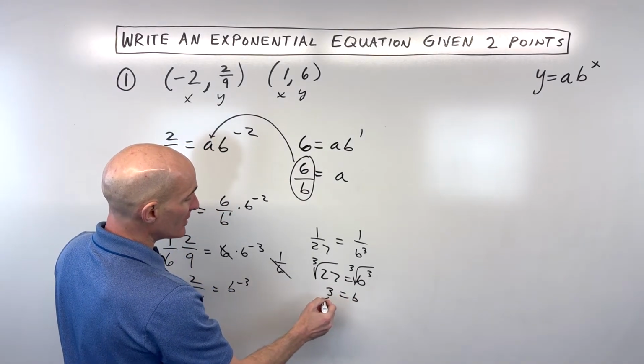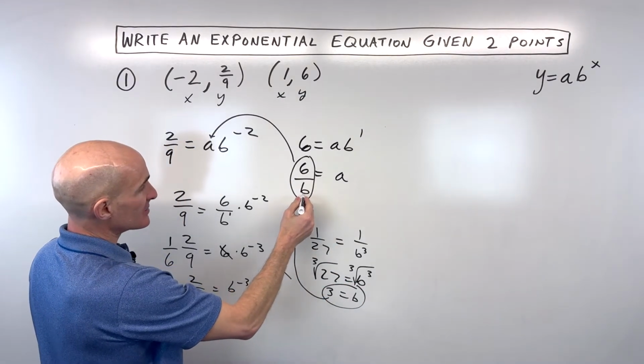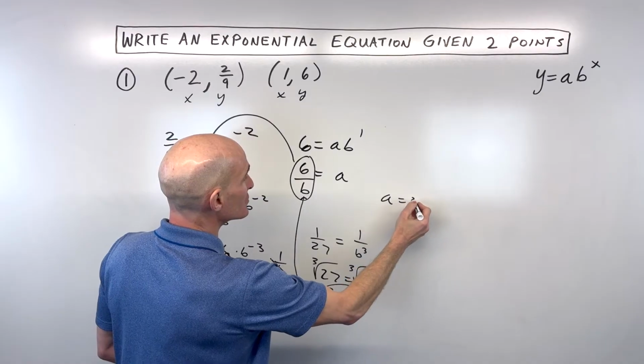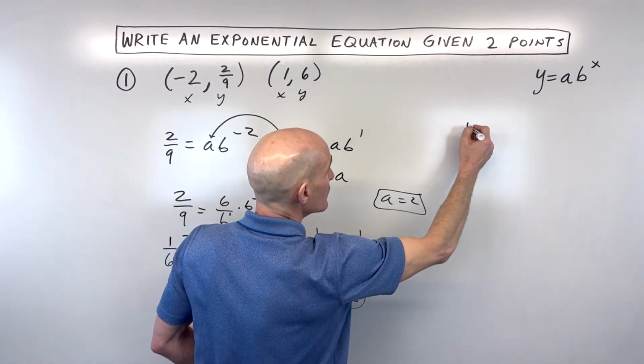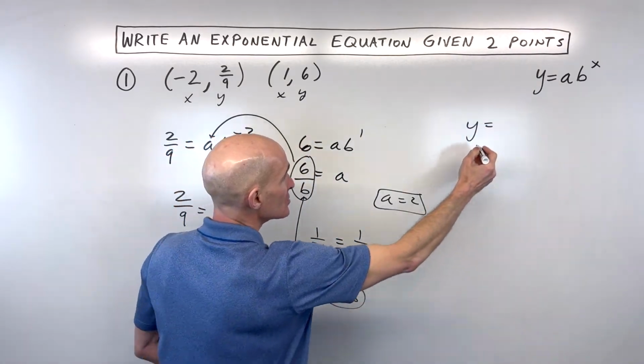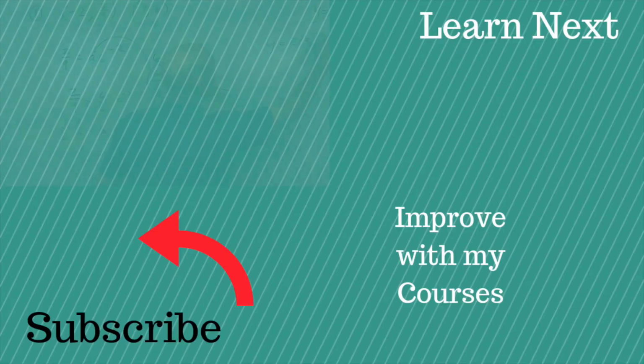Now, if we take 3, put it back in for b here, that's 6 divided by 3, which means that a is equal to 2. Okay, so now we have our a and b. So let's go ahead and write our equation. We've got y equals a, which is 2, times b, which is 3, to the x power.